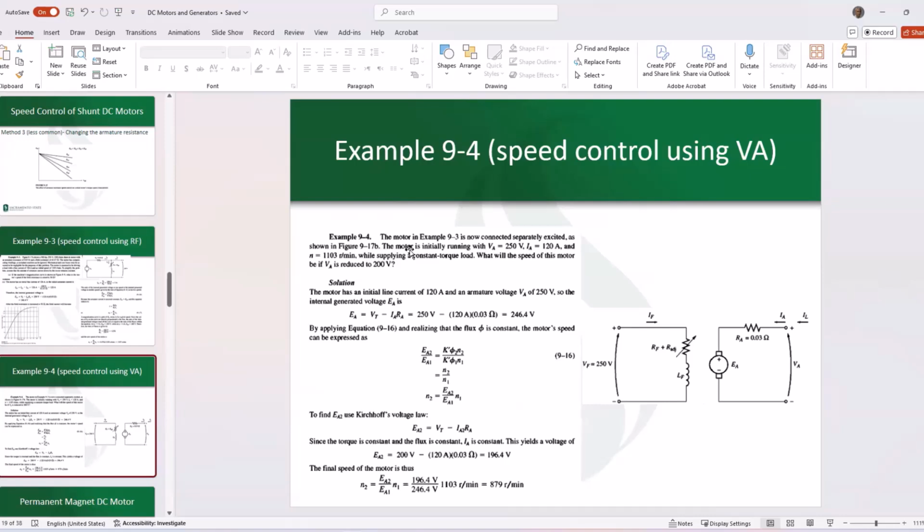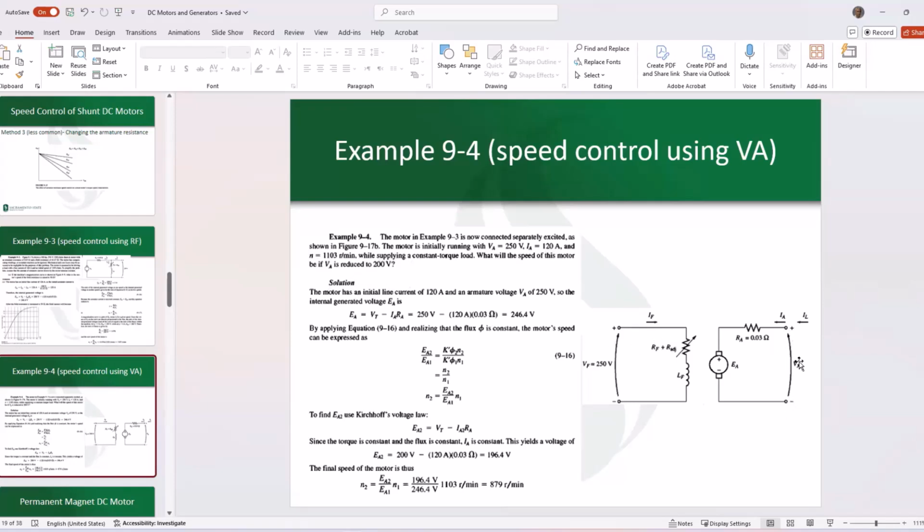In example 9.4, we are reconnecting the same motor from the previous example as a separately excited motor, as shown in this figure. The motor is initially running with VA equal to 250 volts, IA equal to 120 amps, and N equal to 1103, while supplying a constant torque load. We're assuming the same constant torque load. What would be the speed of this motor if VA is reduced to 200 volts?